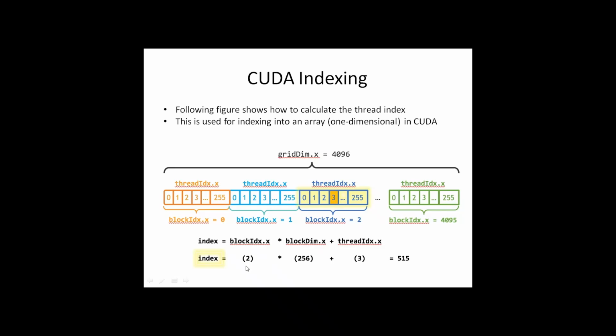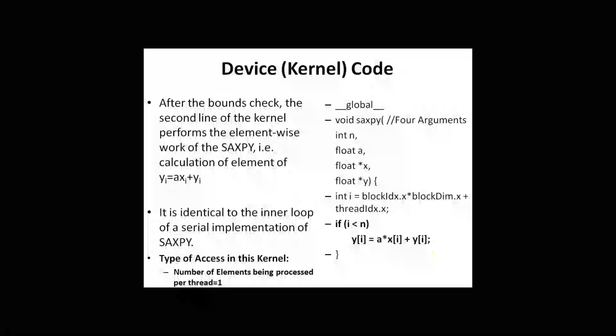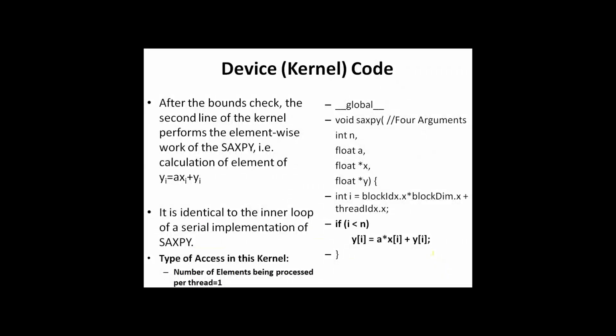For example, here the block index is 2, which we have put over here. Then the number of threads in the block, plus the thread index, which is 3, that we have put. And finally we get the overall index of our thread. So this was in our device kernel code, in the SAXPY kernel.